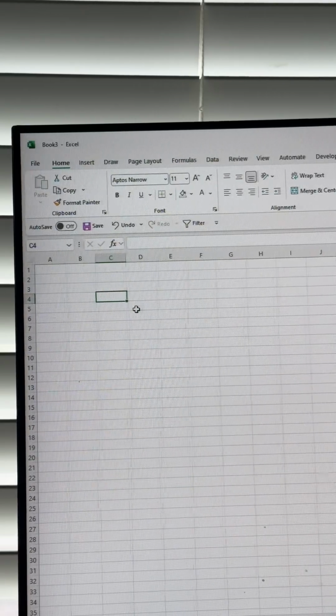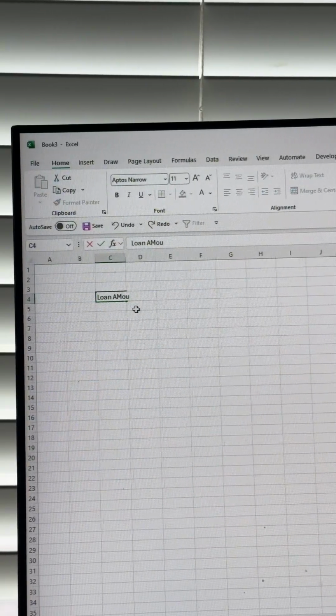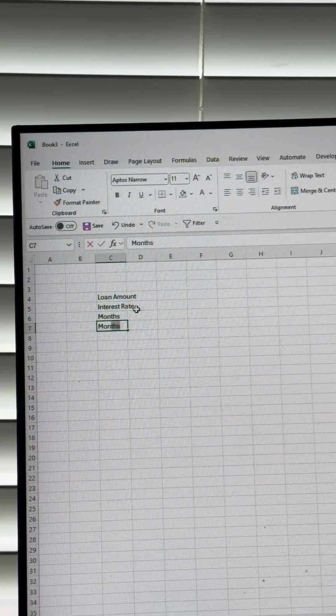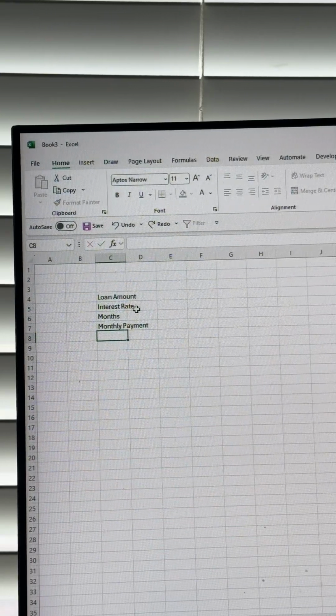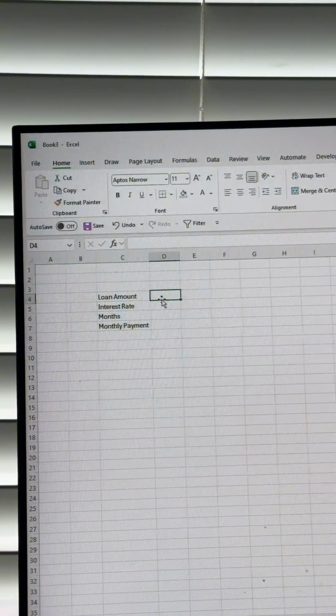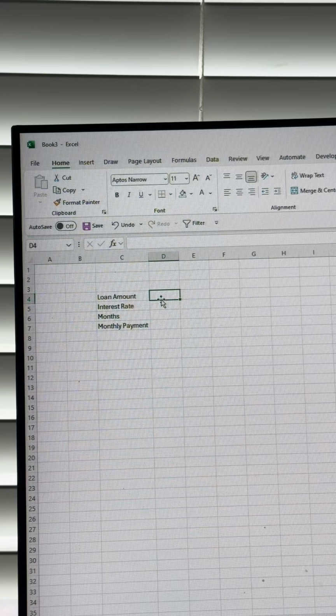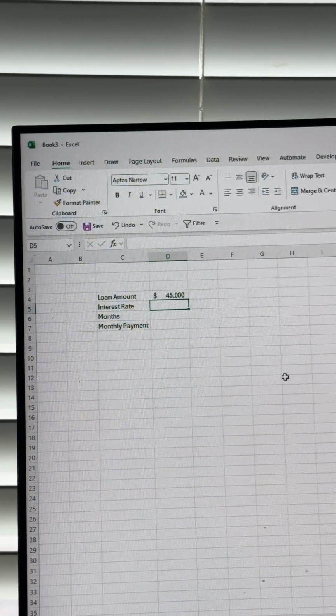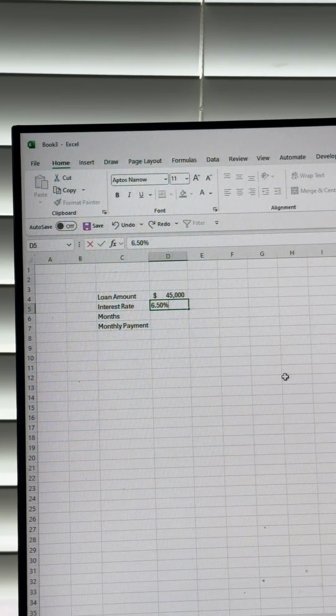So we're gonna write out some basic facts here. You're gonna write out loan amount, interest rate, months, and monthly payment. All of this information should be on the contract that you had whenever you signed for the car loan. So the loan amount in this example, we're just going to say $45,000. The interest rate, I'm going to go with 6.50%.